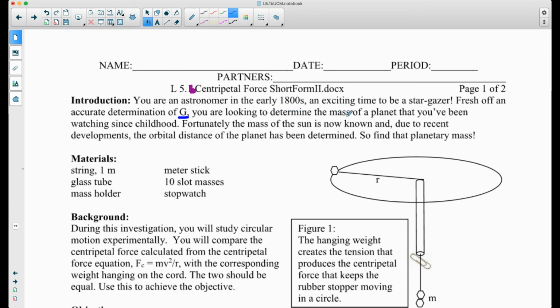You are looking to determine the mass of a planet that you've been watching since childhood. This is not a make-believe thing. This is how it used to go down. Fortunately, the mass of the sun is now known, and the orbital distance of the planet has been determined. There's a lot of history in here, which, if any of you are interested, look up the history of the transit of Venus. Pretty cool history. Anyway, you've got to find the planetary mass.